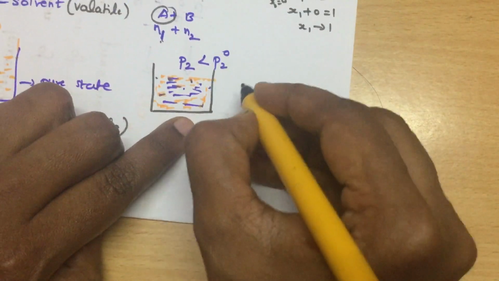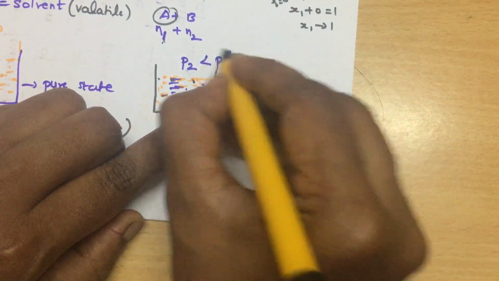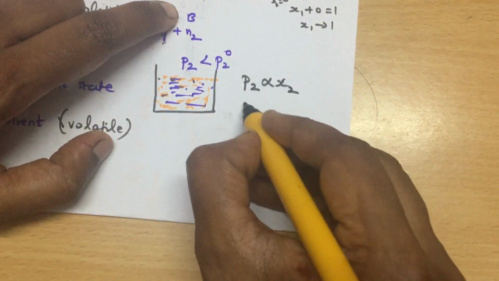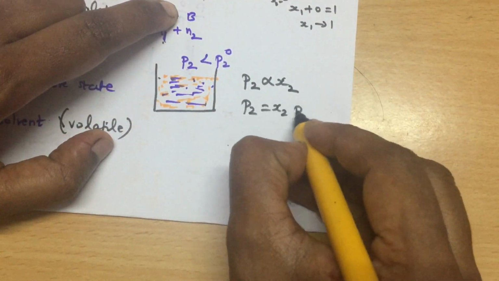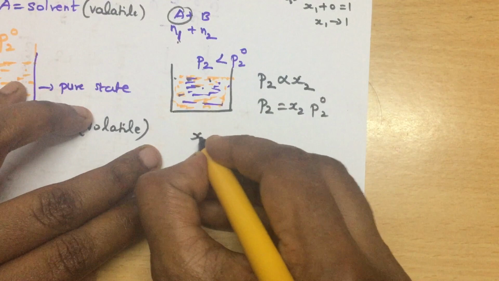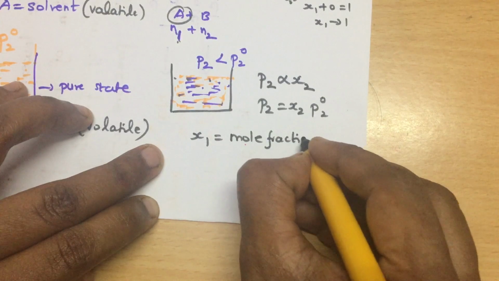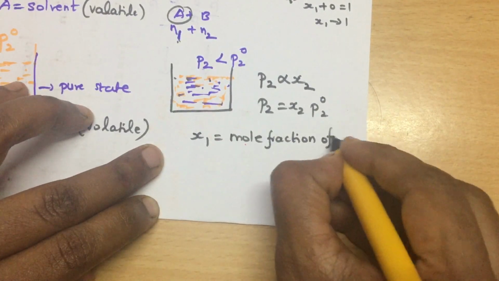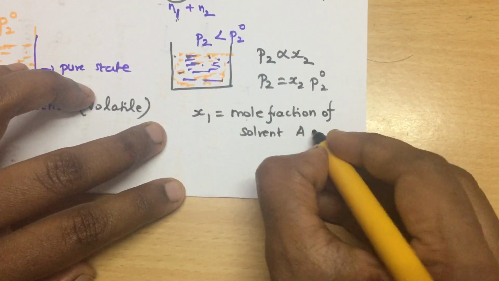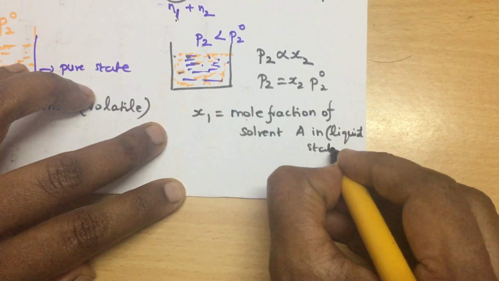Similarly, look here, P2 will be proportional to the mole fraction of the molecules of B, and the proportionality constant is equal to its original vapor pressure. Okay, so what is x1? Please clear that up yourself. x1 is the mole fraction. I have put the mole fraction in a previous video, please go through it. Mole fraction of solvent A in liquid state.